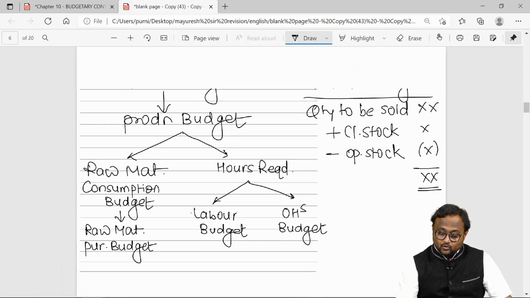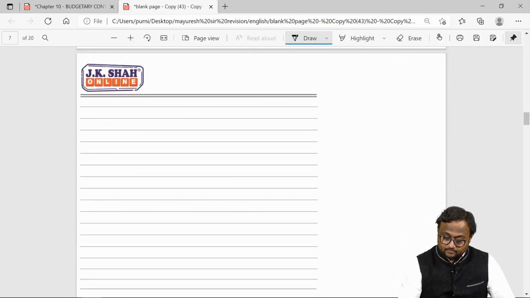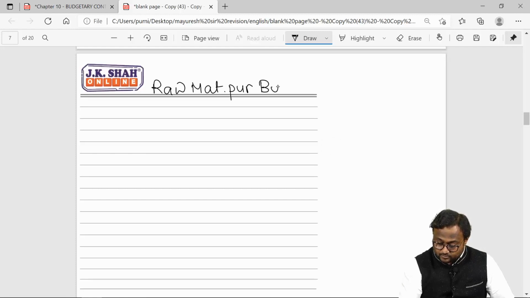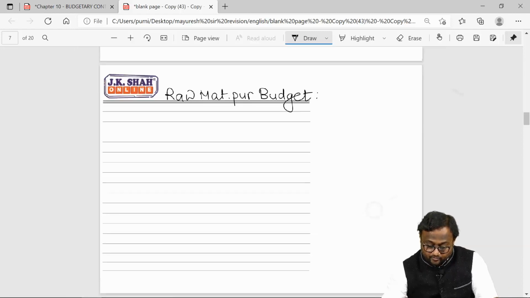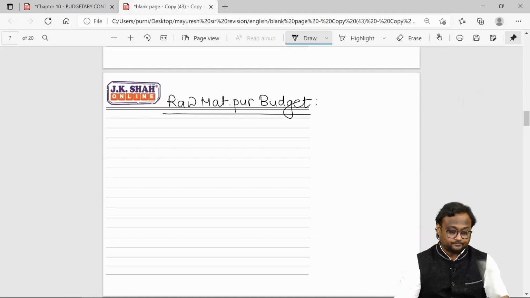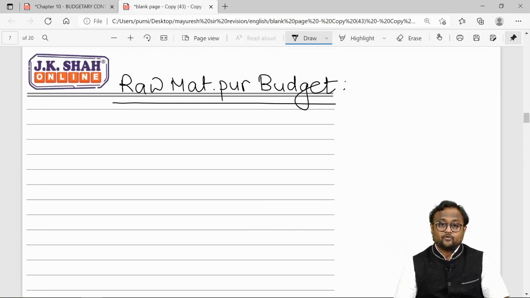So all you need to know is the sales budget. Raw material consumption budget and purchase budget can be merged together. I'll call it the raw material purchase budget only. What am I supposed to do with the raw material purchase budget?